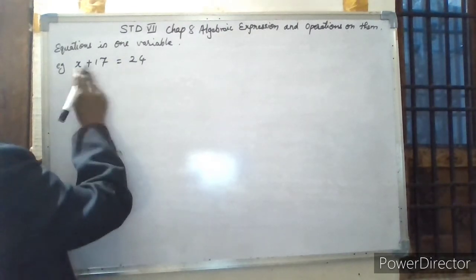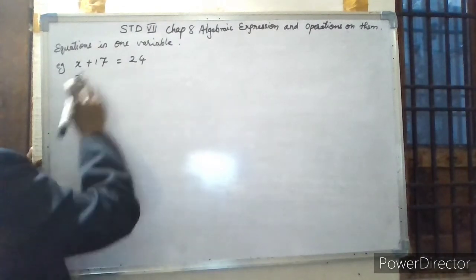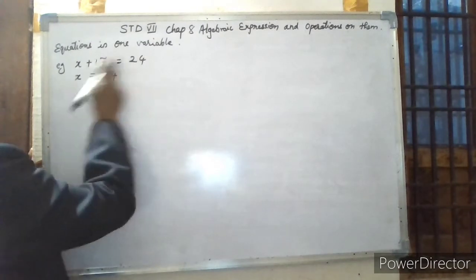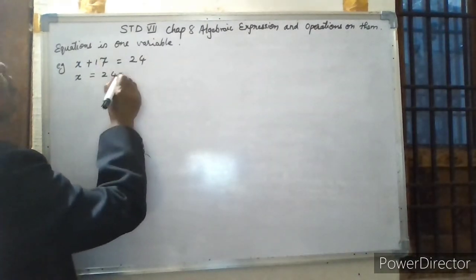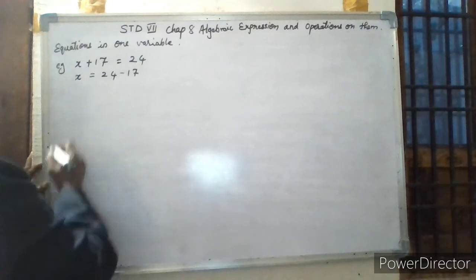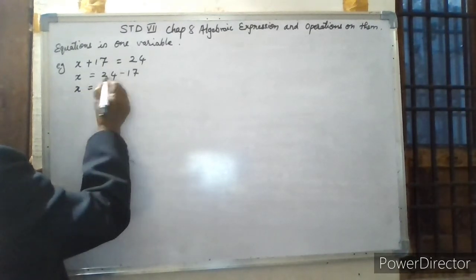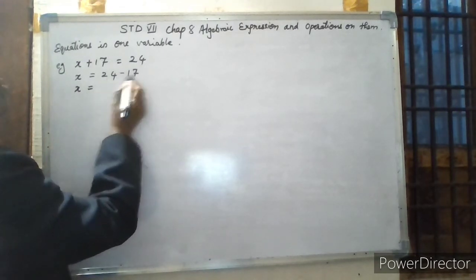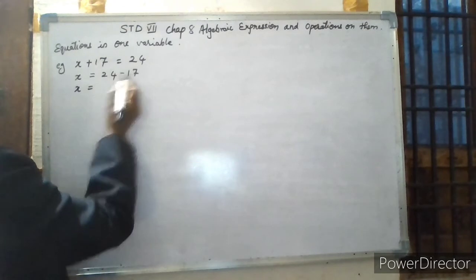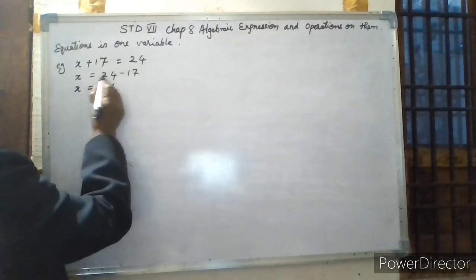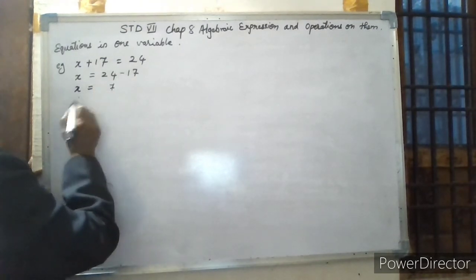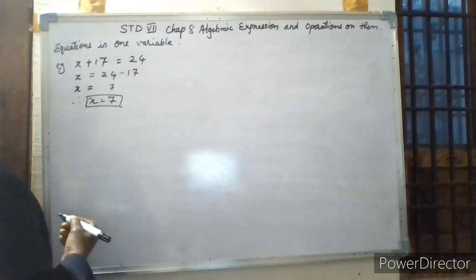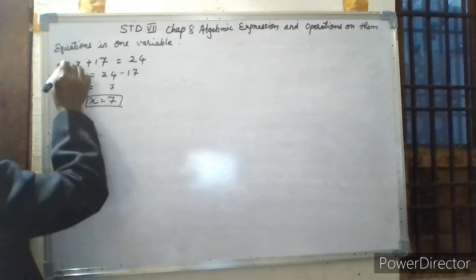So x plus 17, you take the 17 to that side. So the sign will change. So x is equal to 24, you write first. This plus 17 you transfer, it becomes minus 17. So therefore x is equal to 24 minus 17. 24 minus 17: 4 minus 7 is not possible, borrow 1. 14 minus 7 is 7, and here 1 left, 1 minus 1 is 0. So therefore x is equal to 7. The value of x is 7. Now this is example 1.